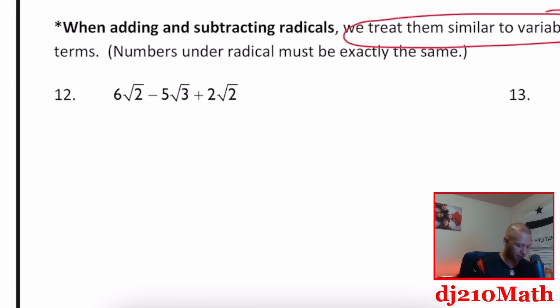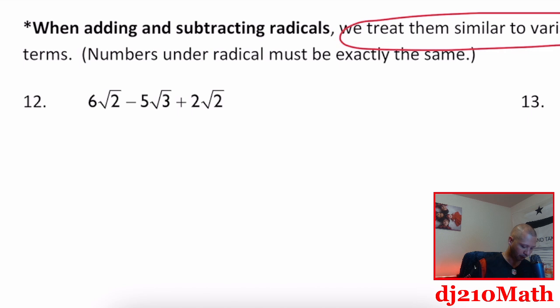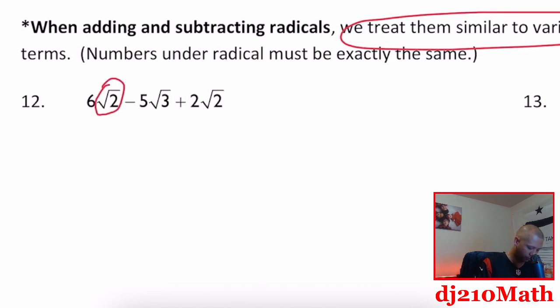So the number under the radical must match, right? So for instance, here, root 2 can only combine with root 2. Treat it like apples or inches or some sort of variable. 6 apples plus 2 apples, or 6 root 2 plus 2 root 2. This makes 8 root 2. And then the part that's left over is 5 root 3. Root 3 and root 2 are different. You can only combine things that have the same square root value.